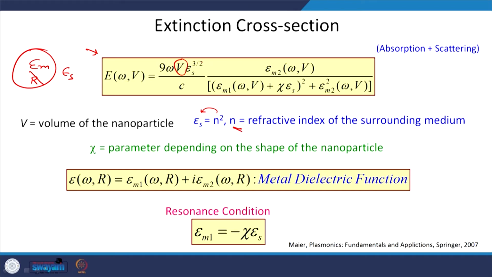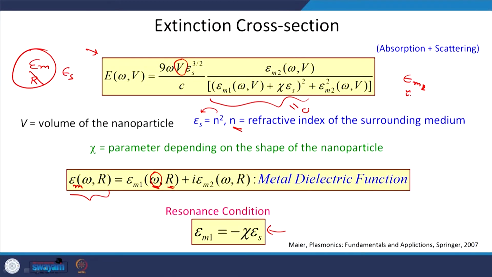And this term gets multiplied to this one. So, you see here that this epsilon m, which is the metal dielectric function, is a function of omega and r. That means if you change the size of the nanoparticle, that metal dielectric function itself changes. That is, the size dependence of the metal dielectric function has to be considered here. Second thing is that it is a function of omega also. Omega means it is a function of wavelength. So, its dispersive character is also something which will determine the sensing part. We will come to that.